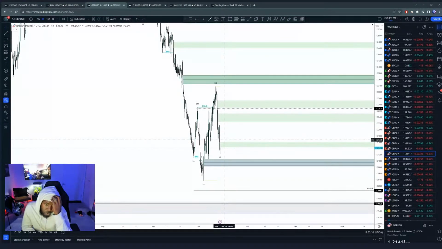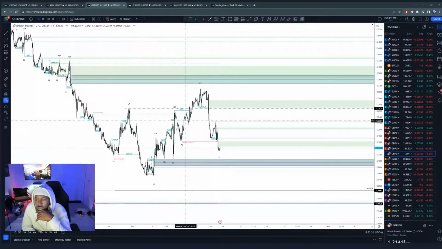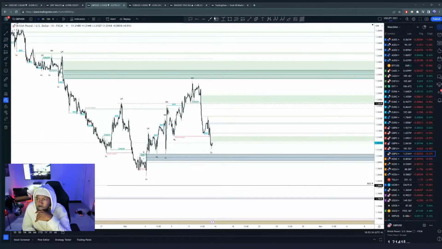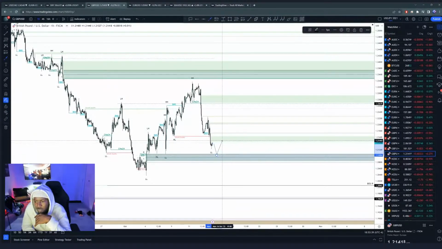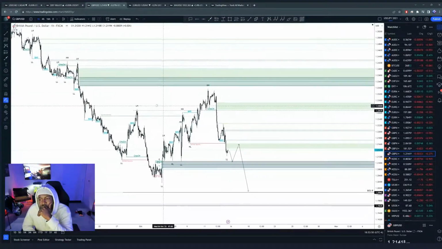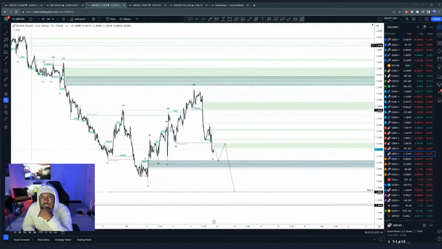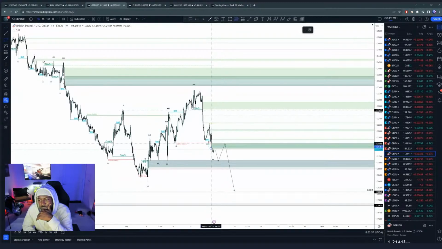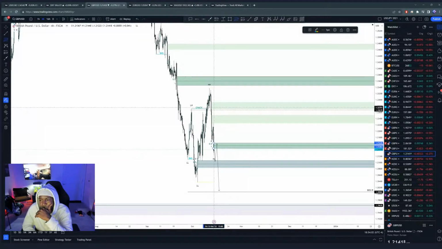But I am looking for a push towards upside. That's going to be a small push, but hopefully we can get something like this. Yeah, something like that. So that's going to be level one. The secondary level would have to be here.